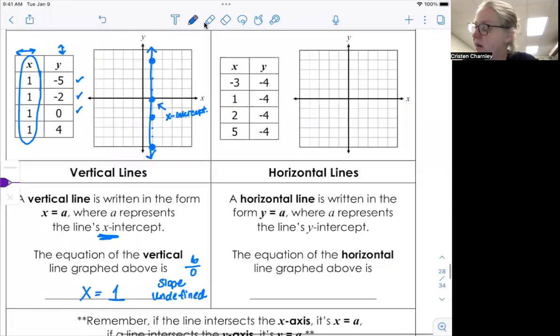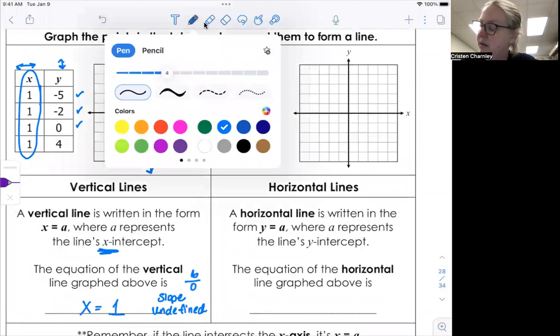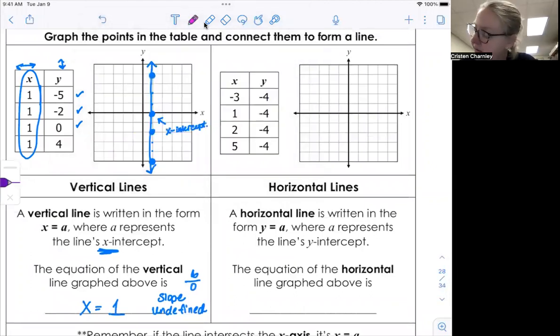Now, let's chat about the other one, horizontal. So if I plot my points, I go left 3, 1, 2, 3, and down 4, 1, 2, 3, 4. I go right 1 and down 4, 1, 2, 3, 4. I go right 2 and down 4, 1, 2, 3, 4. And I go right 5, 1, 2, 3, 4, 5, and down 4, 1, 2, 3, 4. Now, if I connect these dots, this one is a horizontal line.